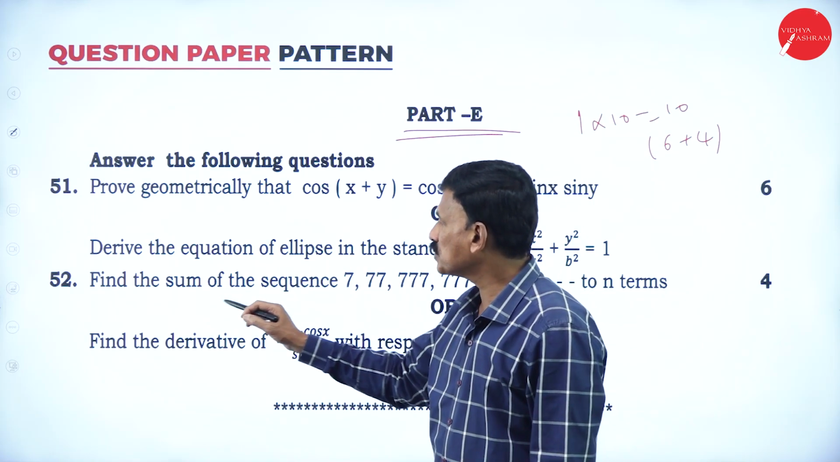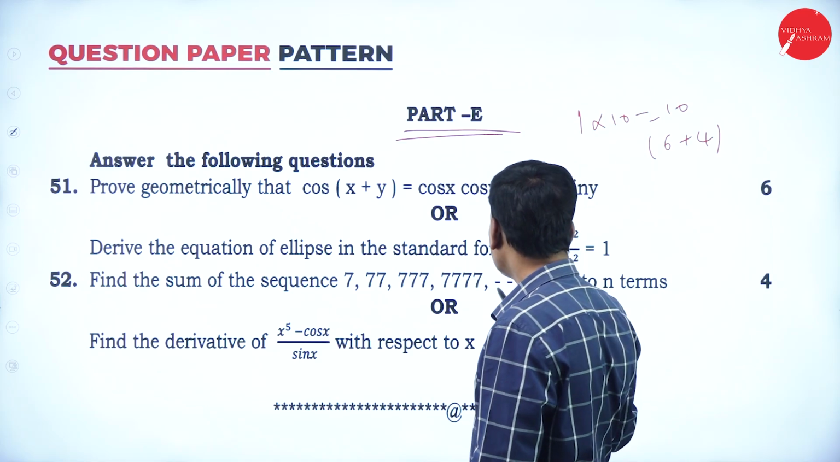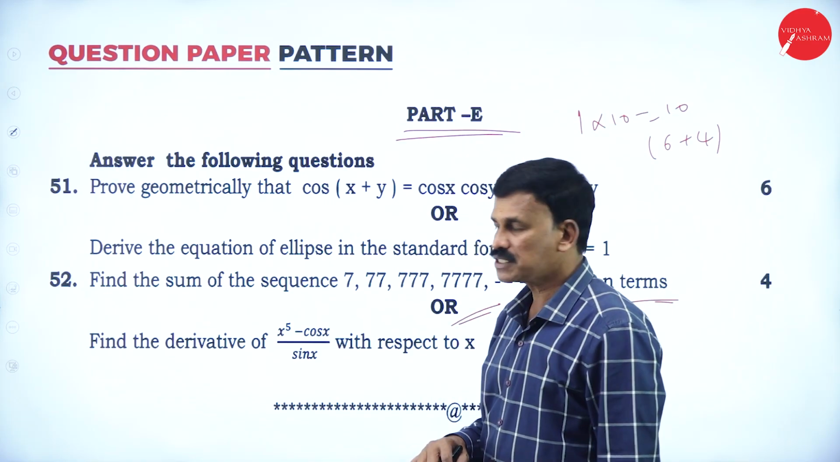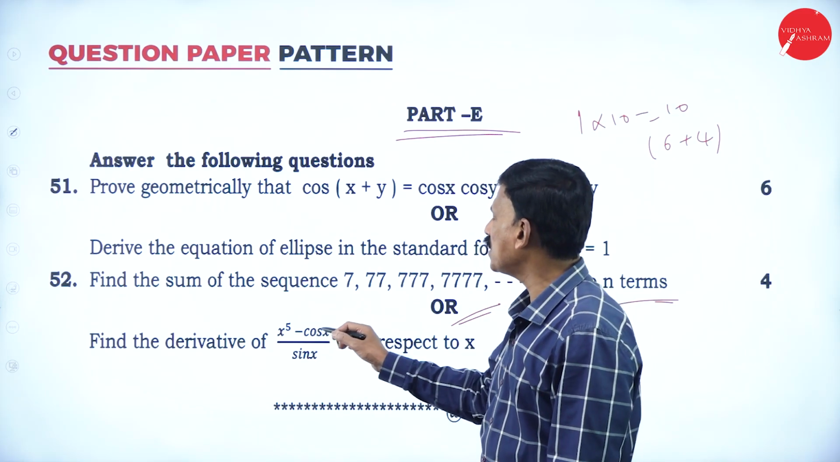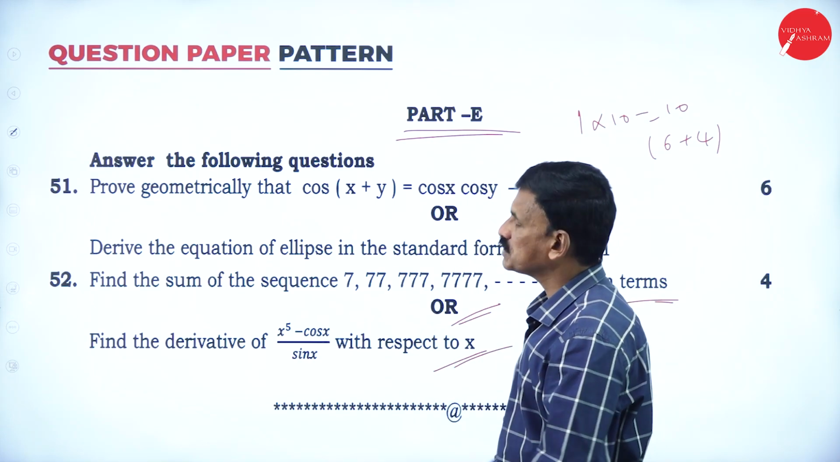Again 52, question number 2, find the sum of the sequence 7, 77, 777, and so on to n terms, that is 4 marks. Or for this the internal choice is to find the derivative of x raised to 5 minus cos x divided by sin x, that is by the u by v method. This is how the question paper is set.